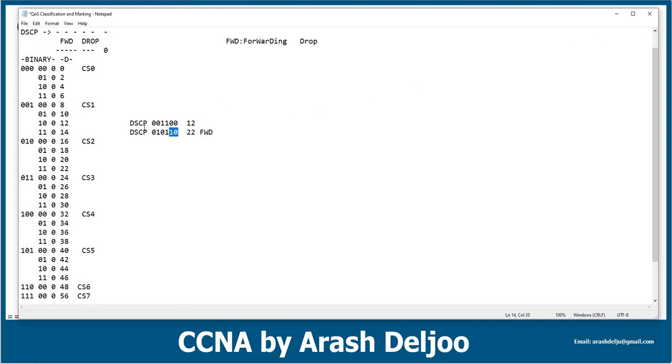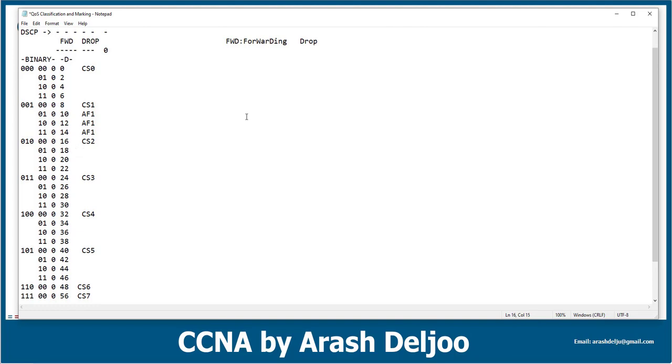2597. Let me talk about these codes, the AF codes. In RFC 2597, we have 4 classes of forwarding: AF1, AF2, AF3, AF4. This is the AF1 class of forwarding. All of these 3 codes, 01, 10, and 11, reside in the same class of forwarding. They are different in the precedence of drop.